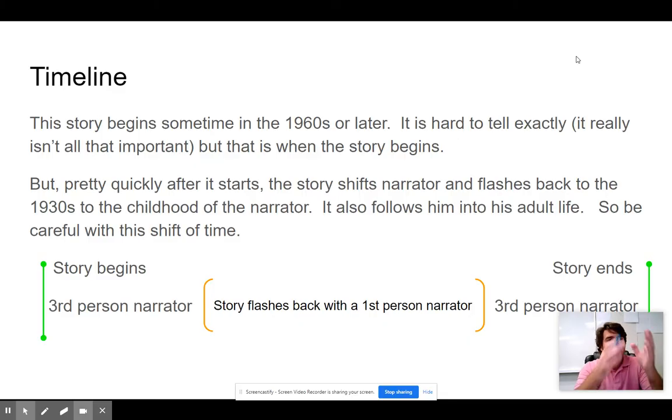Okay? All right, so it begins, and it's a third-person narrator saying, he said, he did, he thought. And then most of the story, in the middle, flashes back to the first-person narrator, and it starts when he was a child and goes until he's an adult. And then the end of the story, the last little page or so, it shifts back to the third-person narrator. So you get this bookend. The beginning and the end are present day, 1960s, but kind of modern day. And the whole middle part is this flashback of his childhood and adulthood that he is telling us about. So try and keep that in mind as you read.